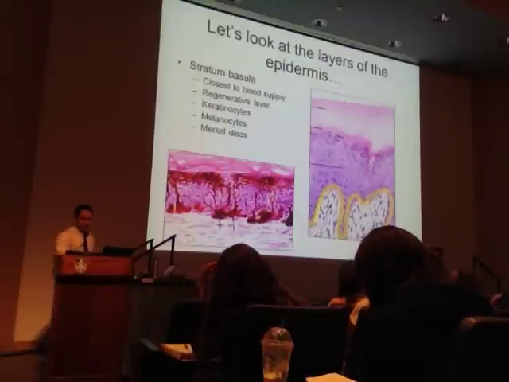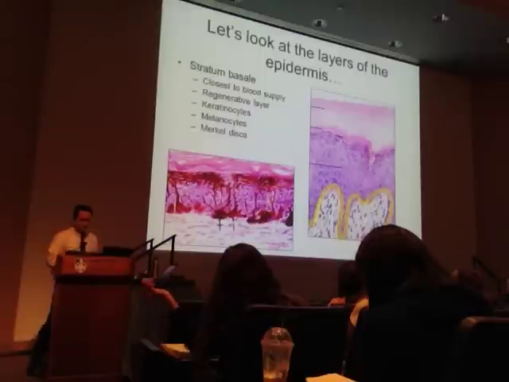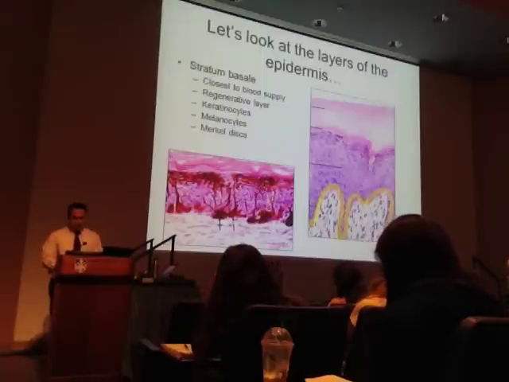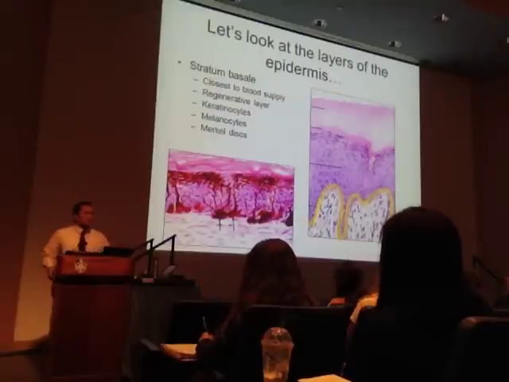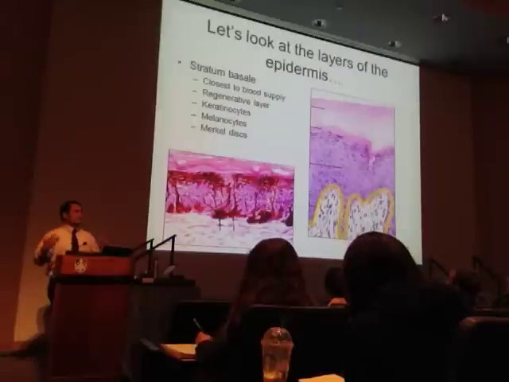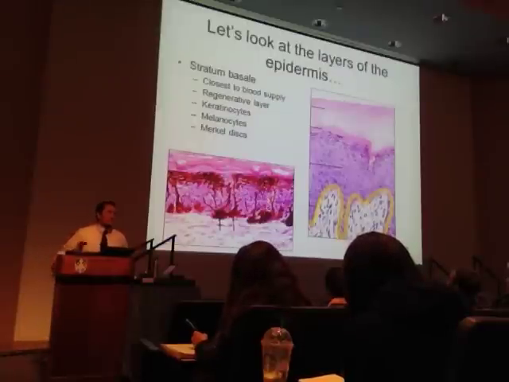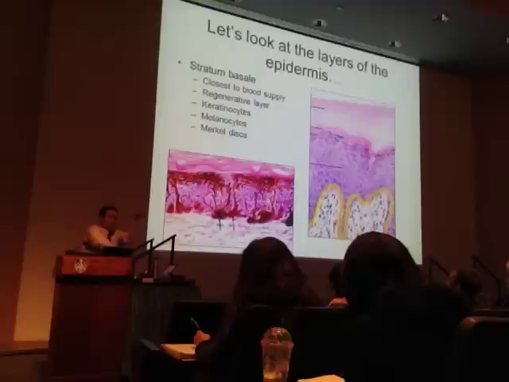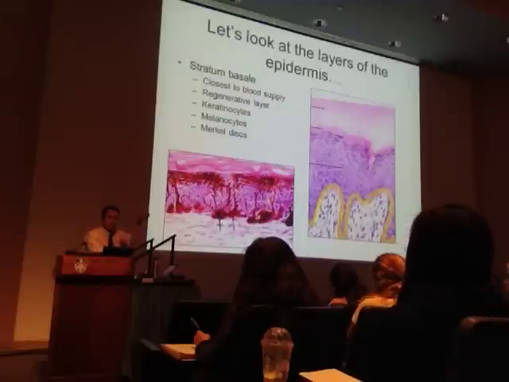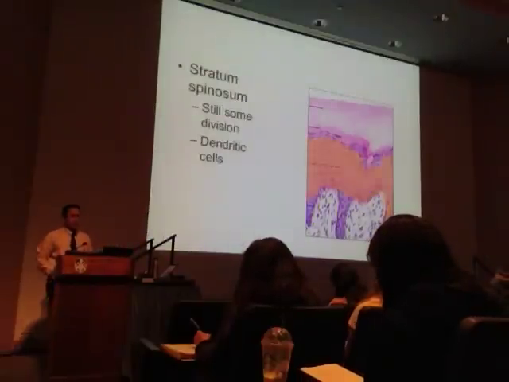Then lastly, but not least, we have these Merkel discs. Merkel discs are sensitive to pressure. We call them tactile discs. So these would be sensitive to more light types of touches or pressures, because they're found relatively superficial. The other ones are found deeper in the dermis. This one's at the level of the epidermis. So we're going to make our way up.